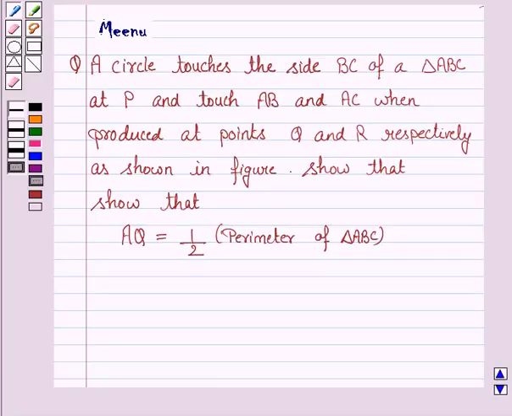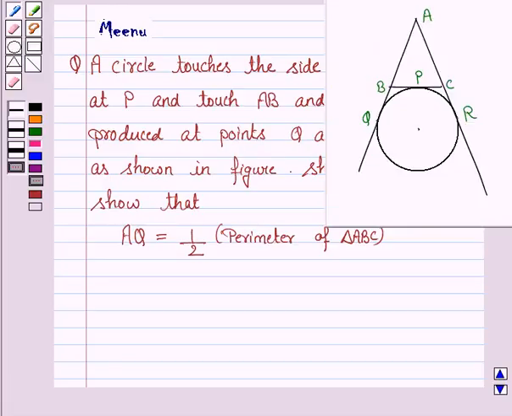Let us discuss the following question. It says, a circle touches the side BC of triangle ABC at P and touches AB and AC when produced at Q and R respectively, as shown in the figure. Show that AQ is equal to half the perimeter of triangle ABC.